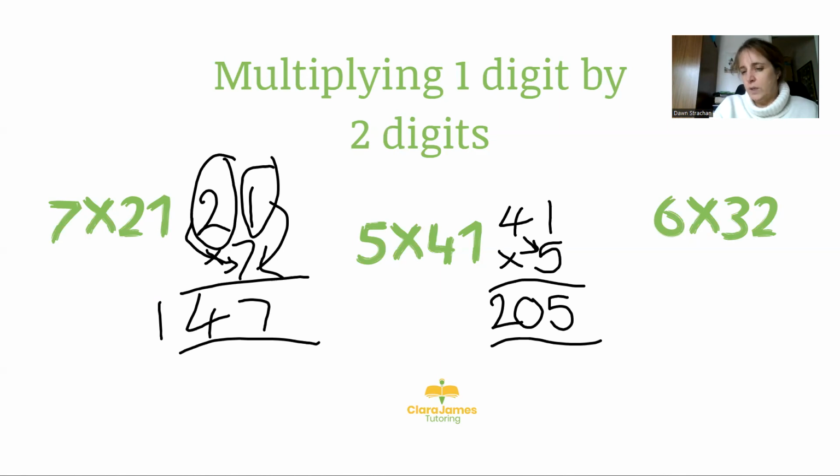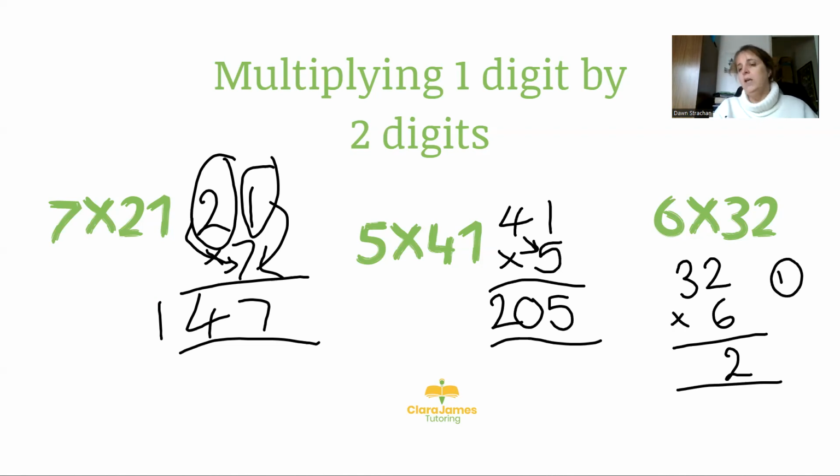With this one, when I go 32 times 6, I'll start with 2 times 6, which will give me 12. So what I need to do is pop the 2 in here and carry 1. It doesn't really matter where you put it, as long as there's a reminder somewhere that I need to add 1 onto my next one.